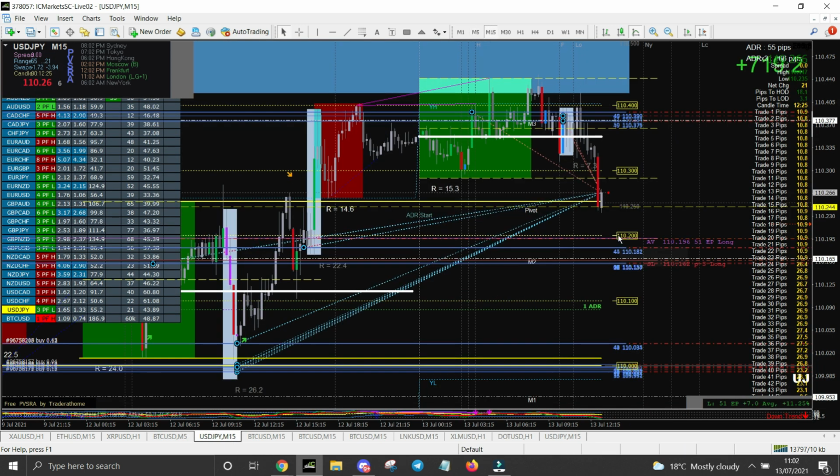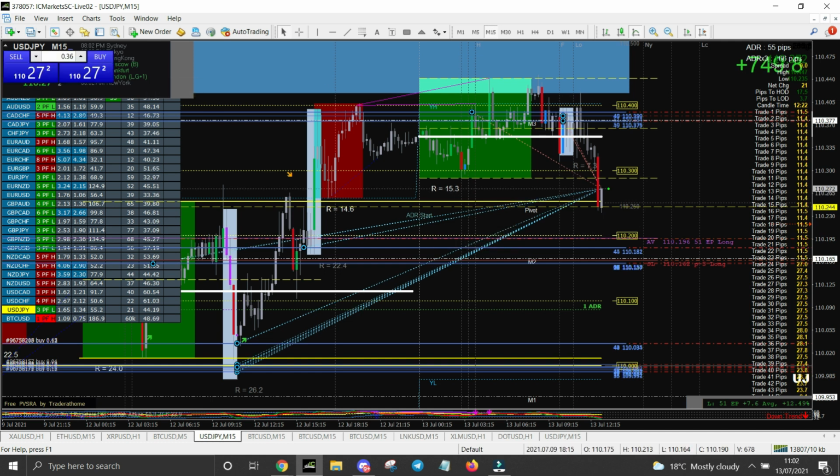Here we go. Dollar yen's vector candle recovery. It's now an opportunity for me to place an entry. So I've placed a couple of entries right there. This is not financial advice, guys. This is just me building a position. I've got a longer term perspective on dollar yen.